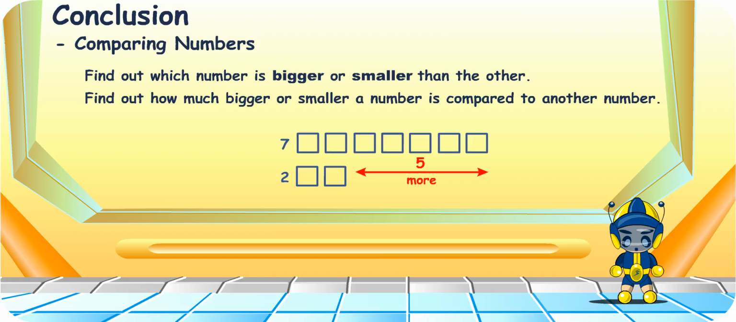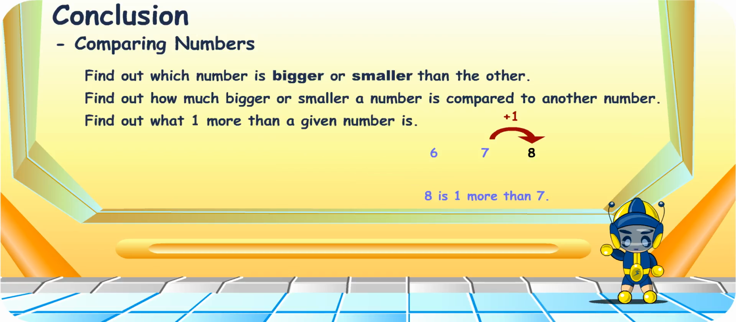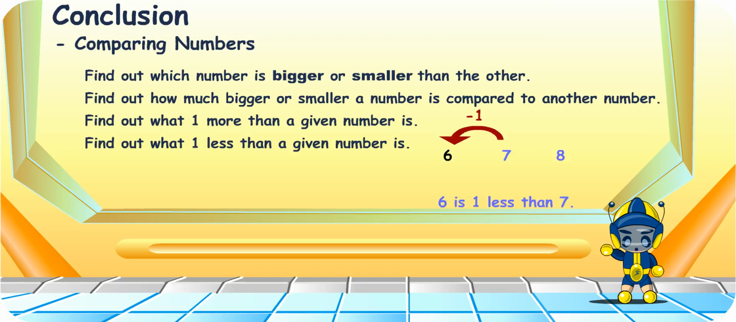I've also learned how to find how much bigger or smaller a number is compared to another number. I only need to count the number of blocks that is more or less. Anything else? Oh yes, I can find out what is 1 more than a given number by counting on 1 number. I can also find out what is 1 less than a given number by counting back 1 number.